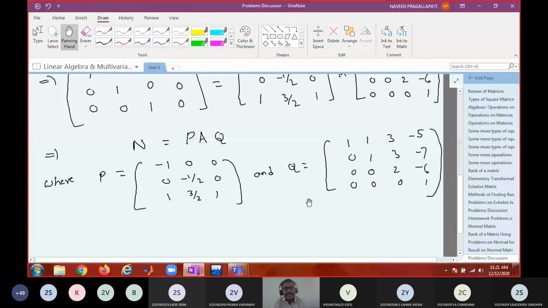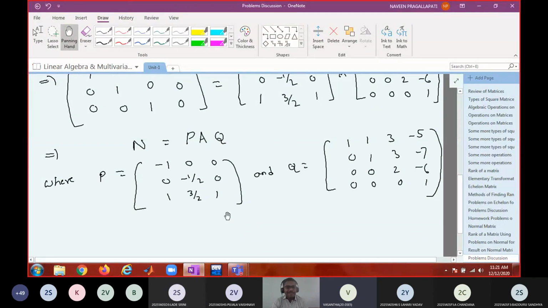So, in a triangular matrix, when will a triangular matrix be singular? If one of the diagonal elements is 0, because 0 into anything is 0. So, if you don't see any 0 entry in the diagonal portion, that itself is an indication that the matrix is a non-singular matrix in a triangular matrix. Is it clear?